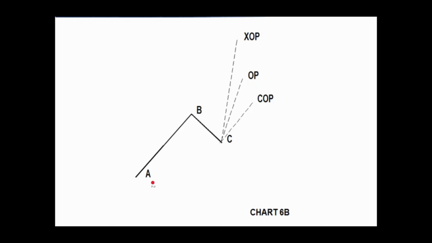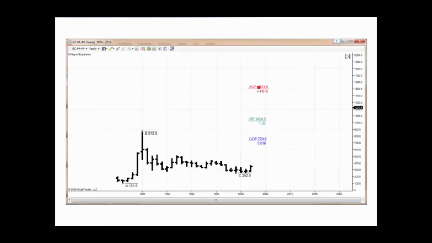So you remember this chart of the ABC with our COP, OP, and XOP. Now, when Joe was in South Africa in 2002, he gave the presentation on gold, and that's where this old colleague of mine bought the book. And in that presentation, he mentioned that gold looks set up to rally, and if it rallies, there's three objective points that it can reach. The COP at, let's call it, 730, the OP just below 1025, and the XOP just above 1500.